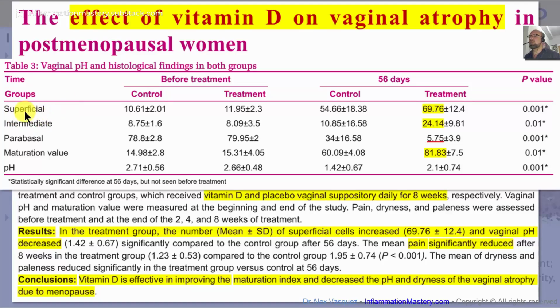So you can see here that superficial cells increased significantly. Intermediate cells also increased very significantly. Parabasal cells reduced, and that's a good sign because parabasal cells are considered somewhat intermediate or abnormal or atypical. The maturation value increased significantly from baseline and relative to controls. So again, remarkable improvement here from the application of 1,000 international units topically.